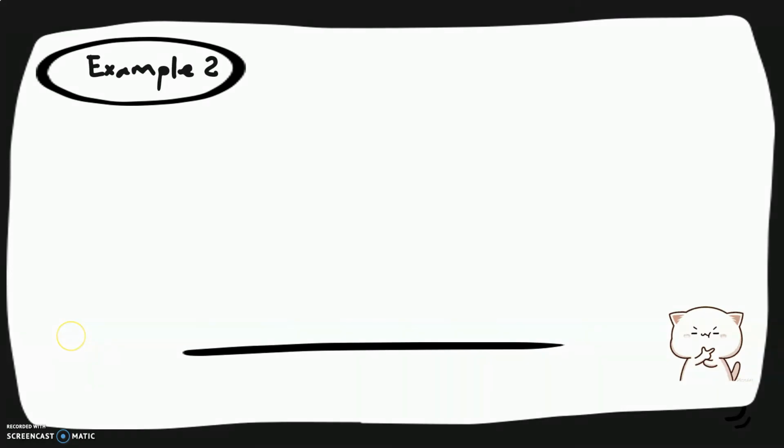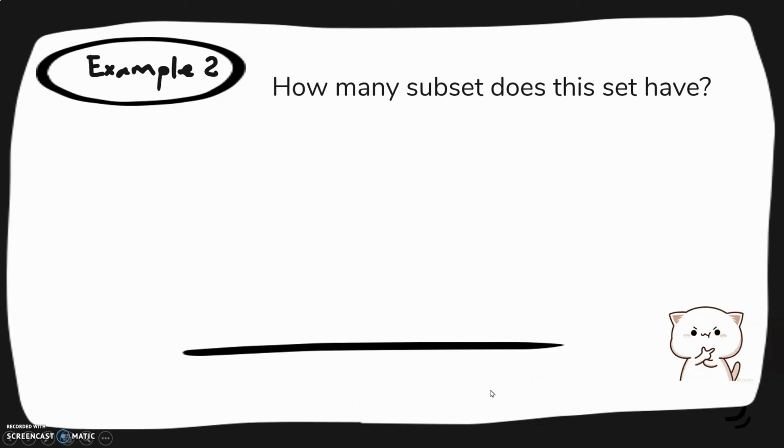Now that you watched the video, here is the question. See this for example. How many subsets does this set have? We have set W with the elements 0 and 1. To identify that, we need to get the number of elements in this set.